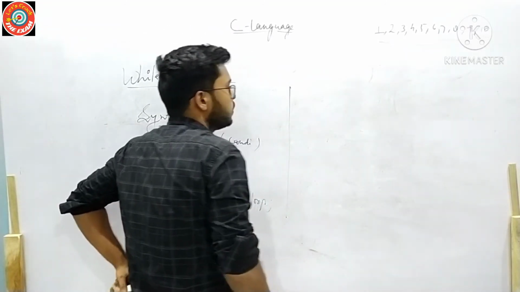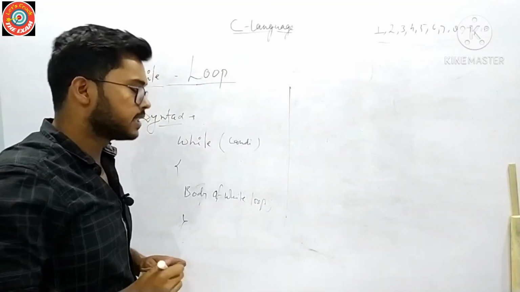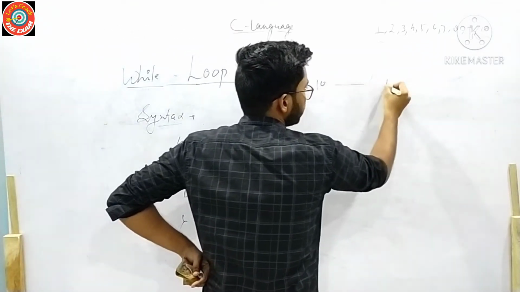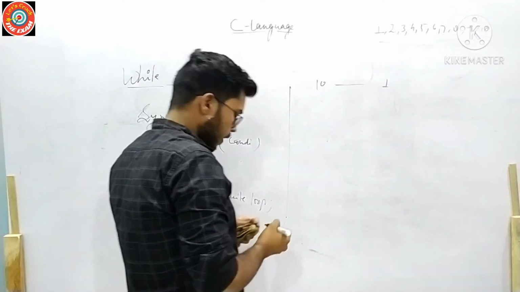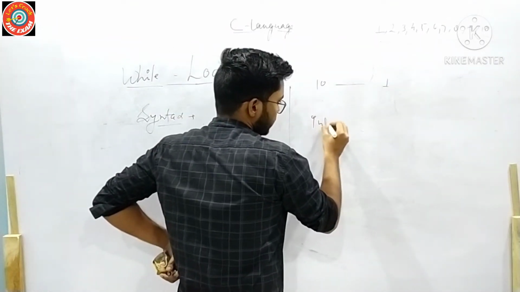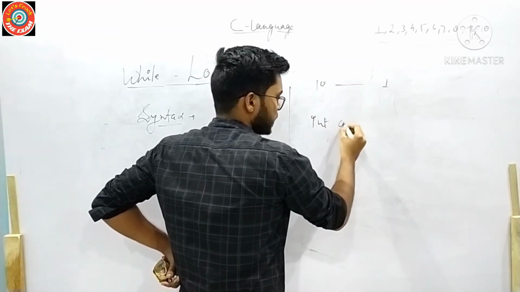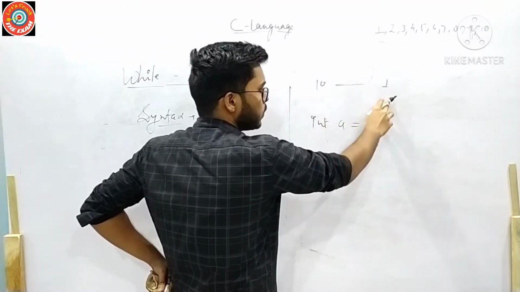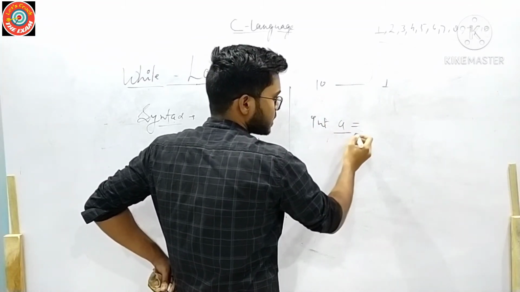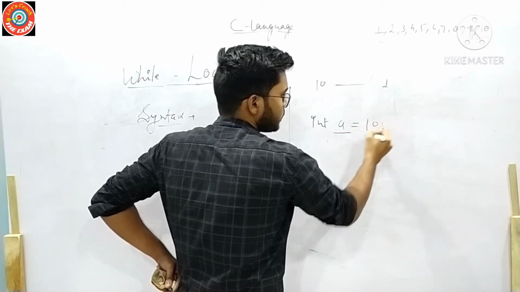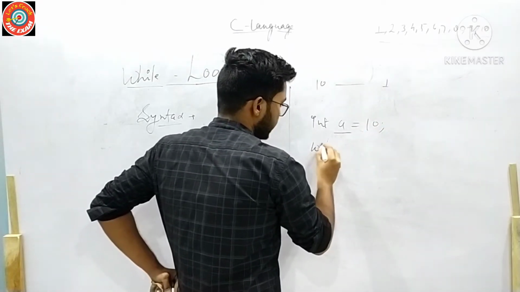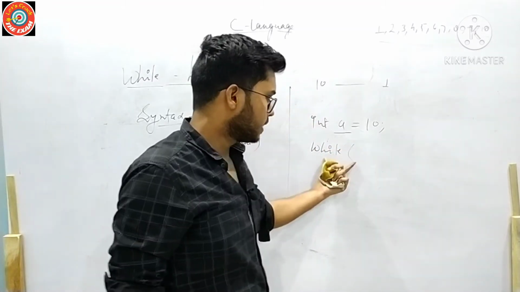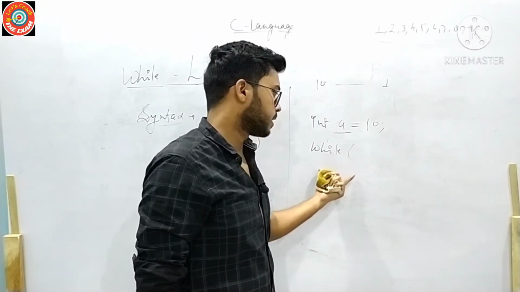Now we will print the numbers decreasing from 10 to 1. In the while loop we will take a variable, for example, we take a as the name of the variable. We want to print from 10 to 1, so we will initialize the value of a as 10. Now we will write our while loop, and the condition in which we want to run it.